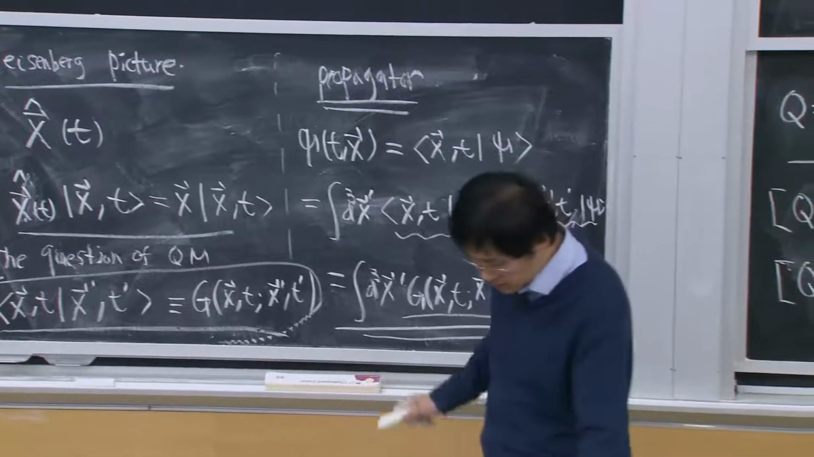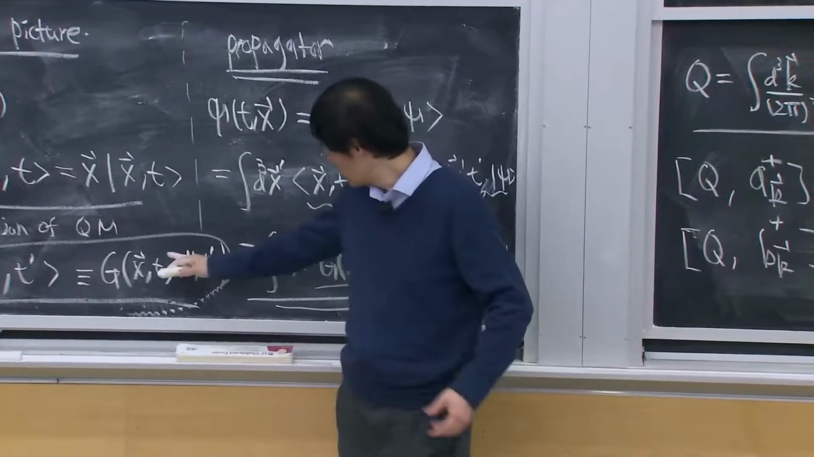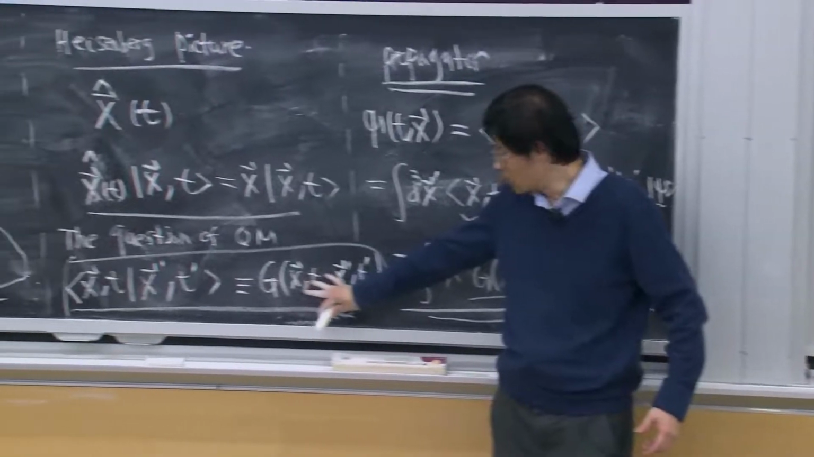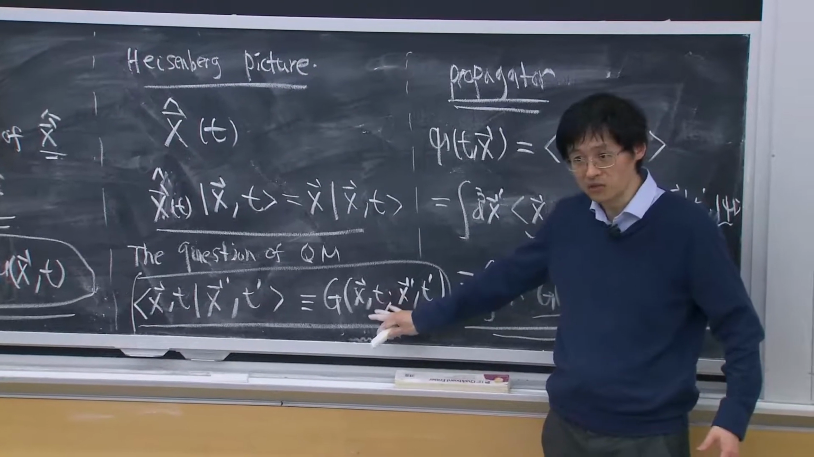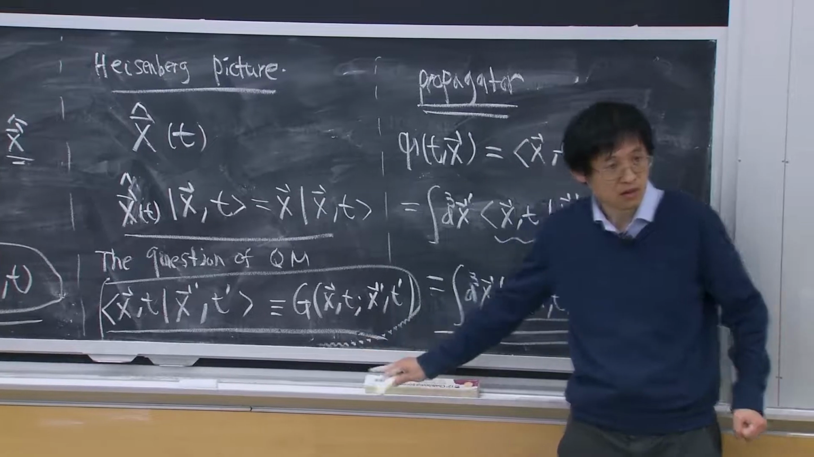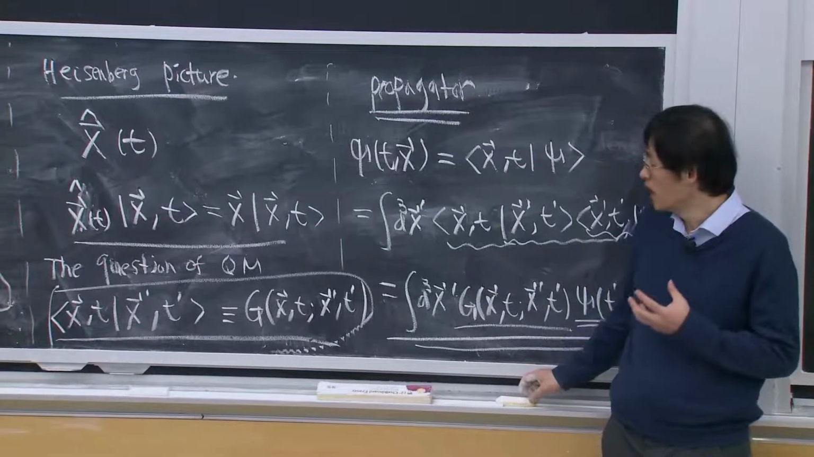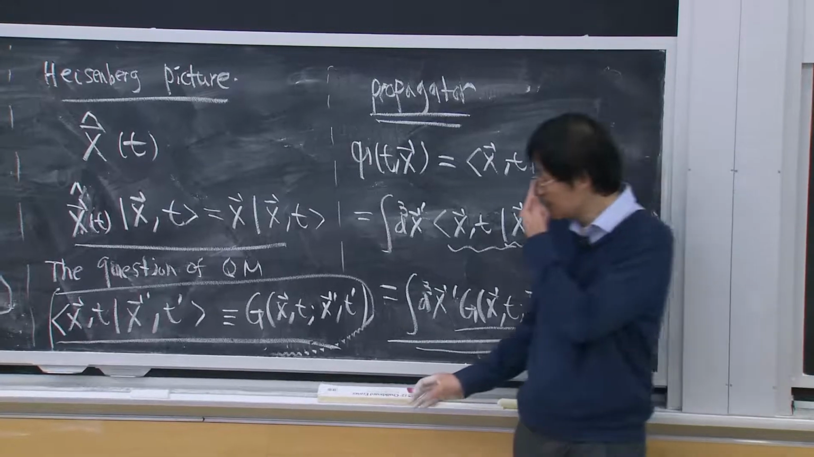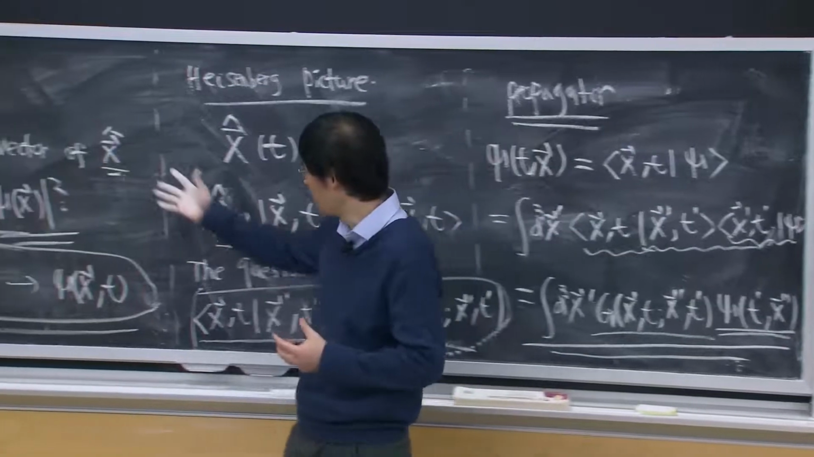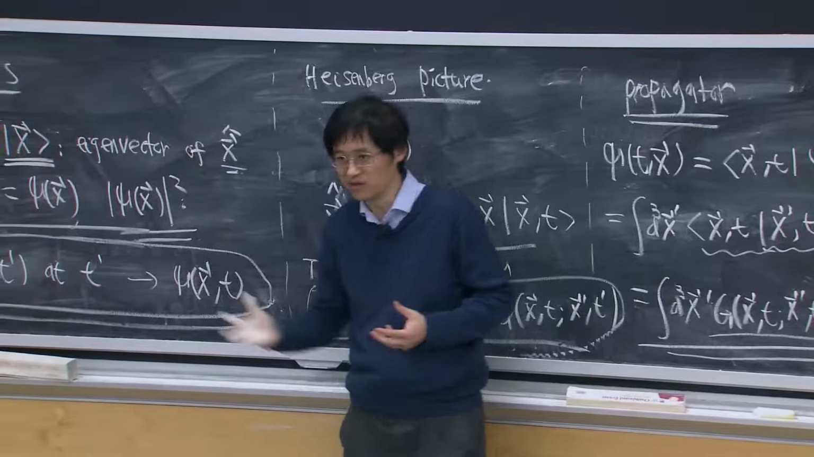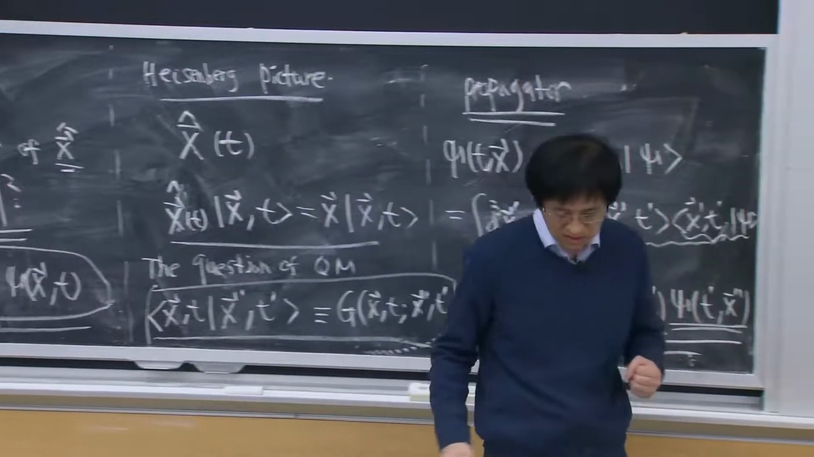Now we want to talk about the analog of this object in relativistic quantum field theory. How do we define a propagator in quantum field theory, and what is the analog of the position eigenstate? We will discuss that next time.